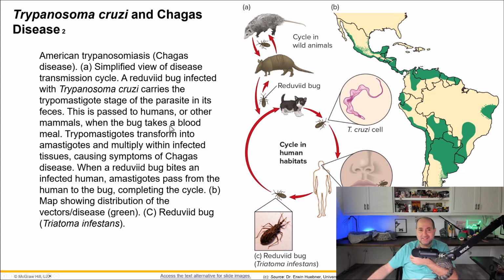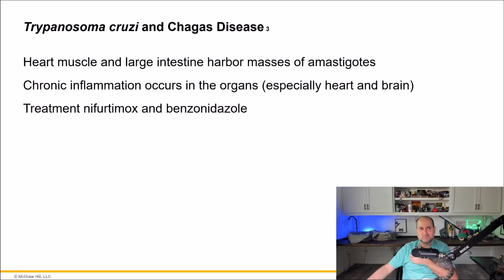When the bug takes a blood meal, the trypomastigotes then transform into amastigotes and multiply within infected tissues. That's what causes the symptoms of Chagas disease. When that reduvilid bug bites an infected human, those amastigotes pass from the human to the bug, completing that life cycle. And unfortunately, with Trypanosoma cruzi, it can kind of go dormant for years or even sometimes decades.